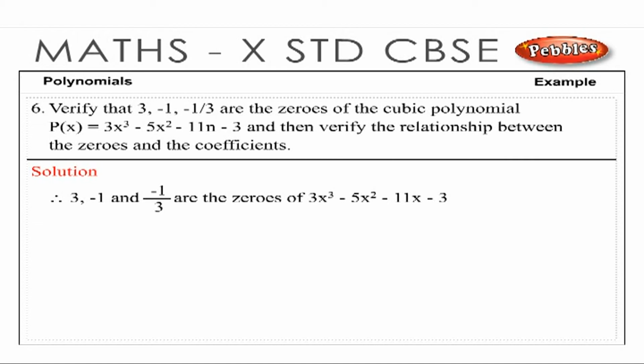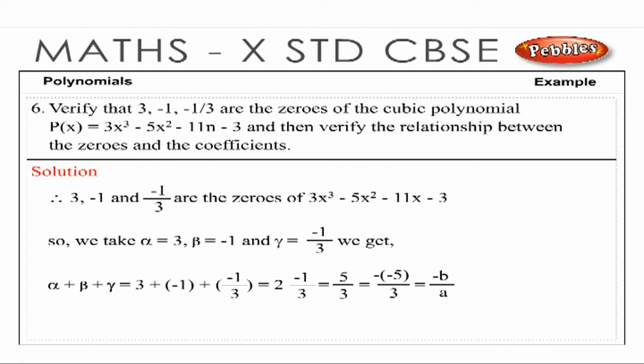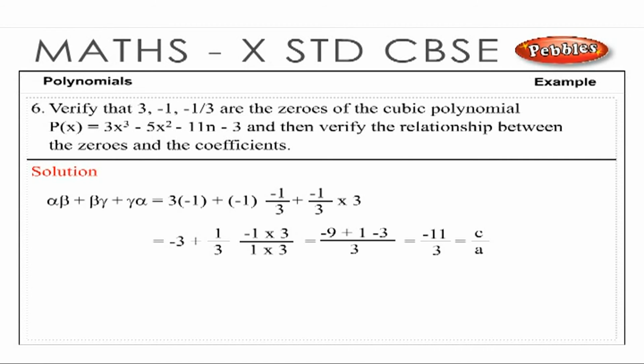Therefore, 3, minus 1 and minus 1 by 3 are the zeros of 3x cube minus 5x square minus 11x minus 3. So, we take alpha is equal to 3, beta is equal to minus 1 and gamma is equal to minus 1 by 3. We get alpha plus beta plus gamma is equal to minus b by a. Alpha beta plus beta gamma plus gamma alpha is equal to c by a, and alpha beta gamma is equal to minus d by a.